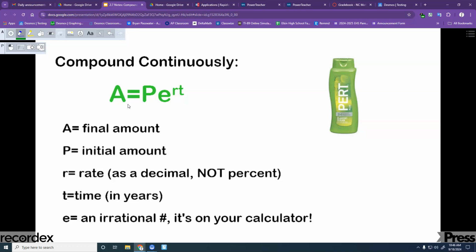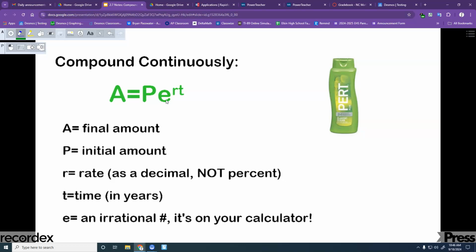So I do not have time to explain entirely where this formula comes from, and I'm not going to because we have a test tomorrow. So I'm not going to spend the time explaining where this comes from. But some very, very smart mathematicians long ago figured out that if you compounded continuously, you approach this value of E, which is 2.71828, and it keeps on going.